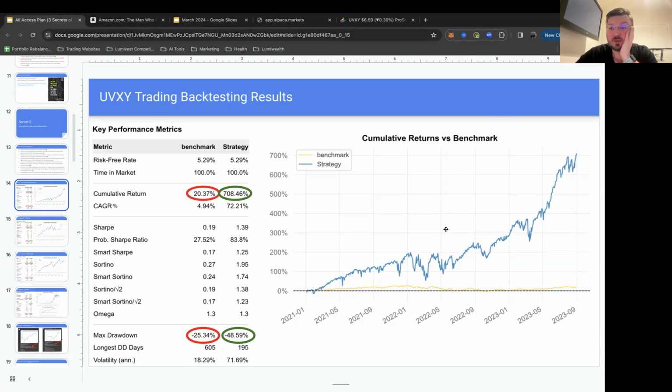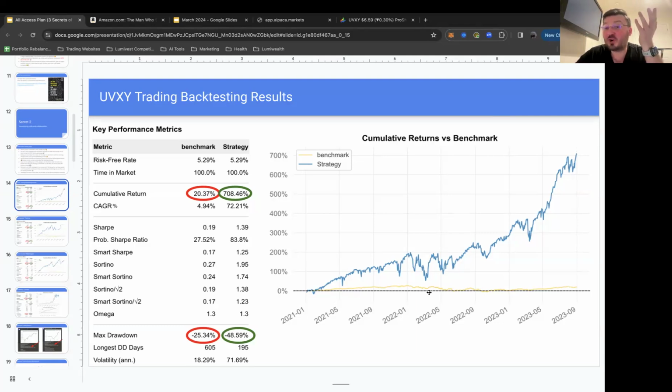You can see here the graph to the right in blue. This is the strategy. Does very, very well. That's compared to a benchmark. That's compared to the SPY. This is the S&P 500. It makes the S&P 500 look like it's basically flat. You know what I mean?